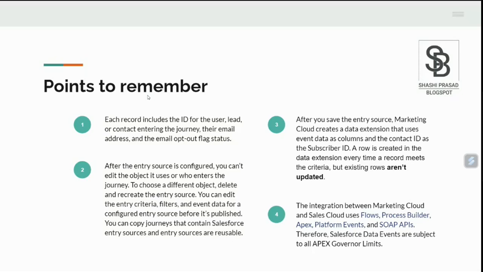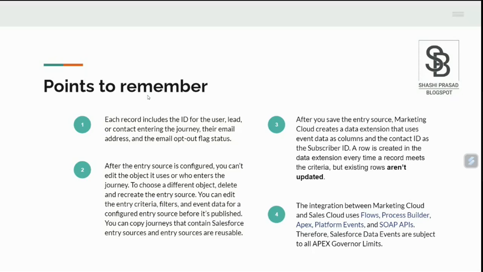And this says you can edit the entry criteria, that is the filter, and the event date for a configured entry source before it is published. So before publishing, when you haven't activated it and it is in the draft state, you have a lot of options to configure. But they're clearly saying to be careful when you are doing all this configuration, because later on you will not have a lot of leverage when you use Salesforce data entry.